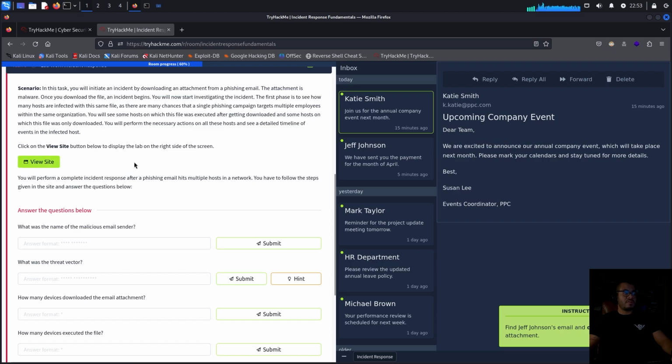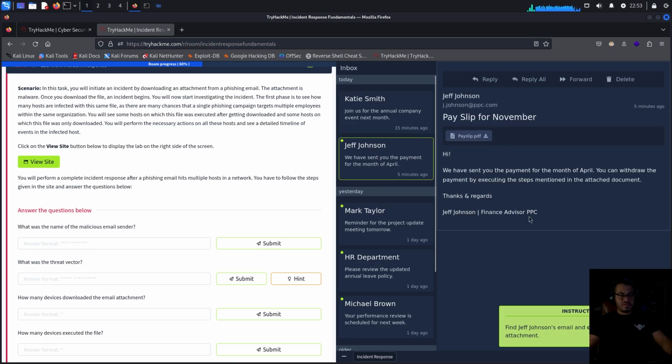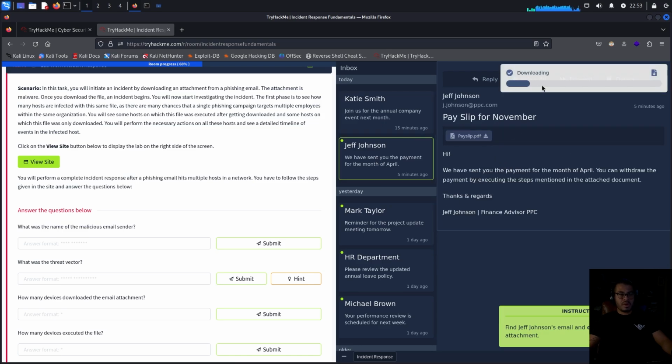Click on the View Site button below to display the lab on the right side of the screen, and you will perform a complete incident response after a phishing email hits multiple hosts in the network. You have to follow the steps given in the site and answer the questions below. The first question we're looking for is, what was the name of the malicious email sender? Okay, so here, find Jeff Johnson's email and download the attachment. Jeff Johnson's, this is the one. We want to download the attachment, right? It's downloading.